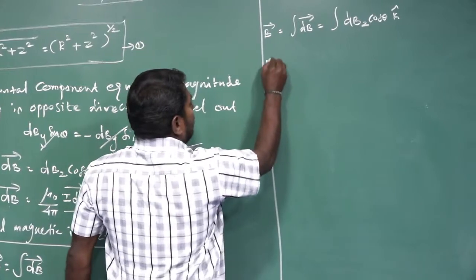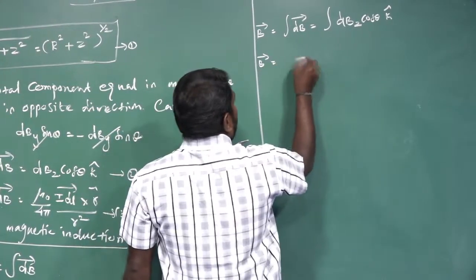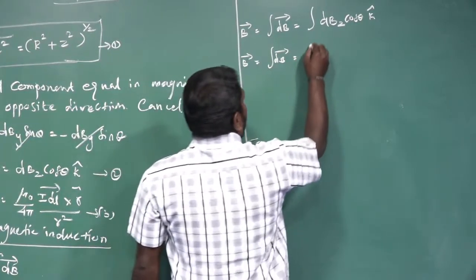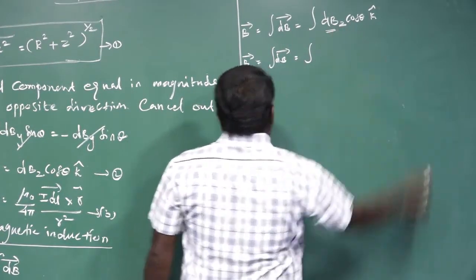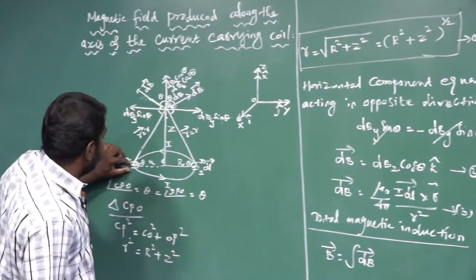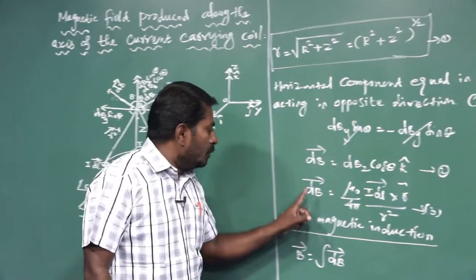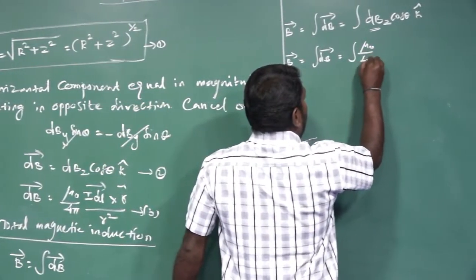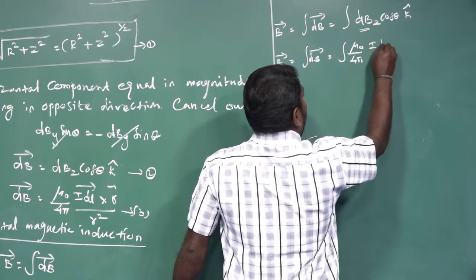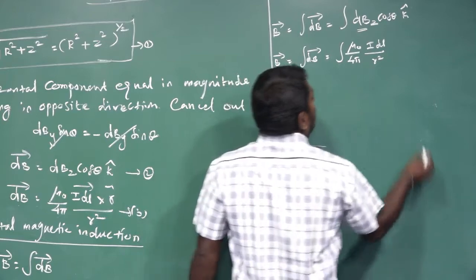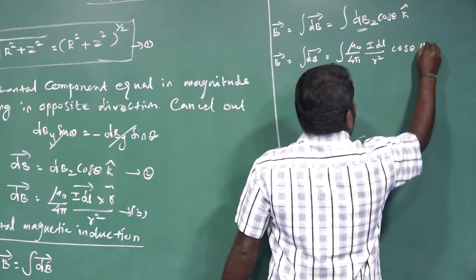So B vector is equal to integration dB vector, which is equal to integration. We know that dB, the magnetic induction at this point P due to a small current element according to the Biot-Savart law, is mu naught divided by 4 pi, I dl divided by R square, cos theta k cap.